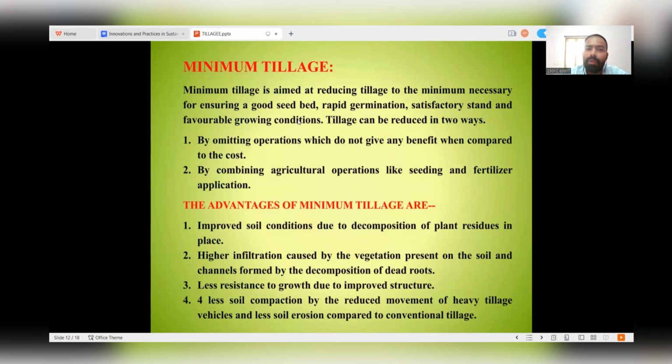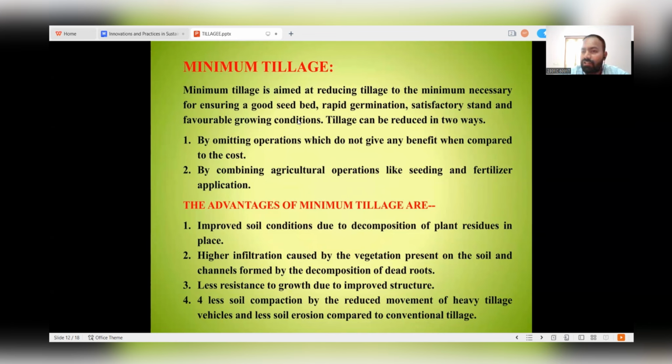First, by omitting operations which do not give any benefit when compared to the cost. Means we are omitting unnecessary operations which will not give us any benefit. Then second, by combining agricultural operations like seeding and fertilizer application. With tillage, we will combine other agricultural operations like seeding and fertilizer application, which will indirectly reduce our cost.